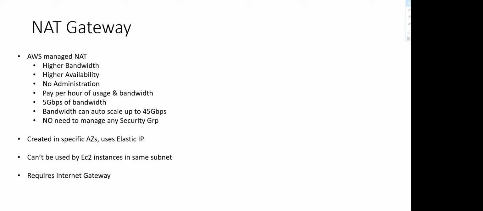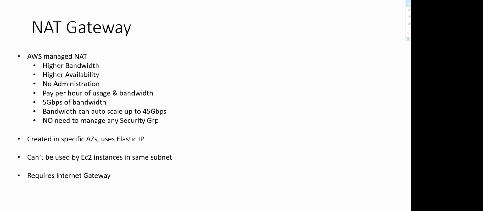Whereas if we are using our own NAT instances, the bandwidth and availability depend on the EC2 instances we are using, the size and type of the EC2 instances, and also the availability zone where our VPC and subnets have been created. Also, if I'm using a NAT instance, I'll have to create the security group and manage all the stuff like patching and updating the software for the NAT.